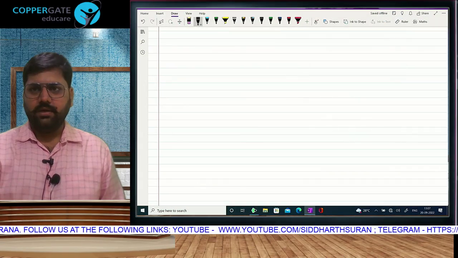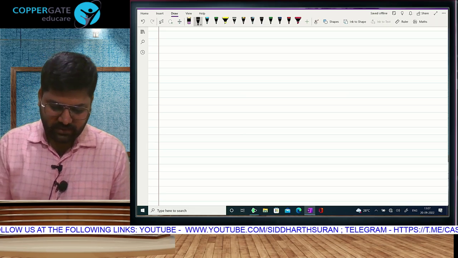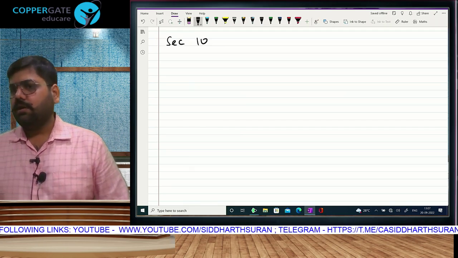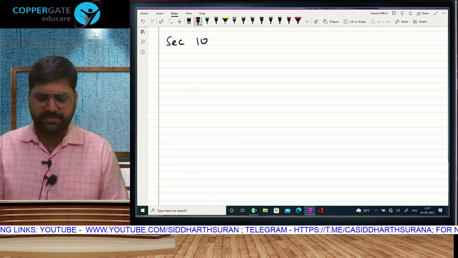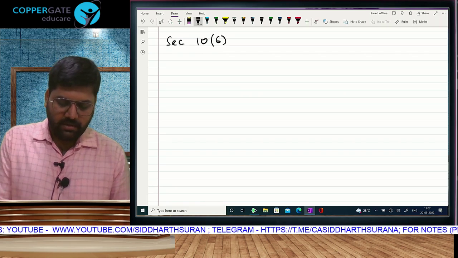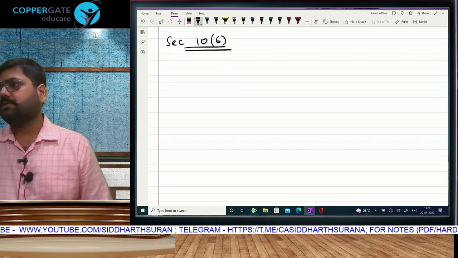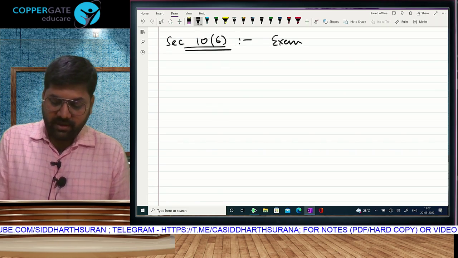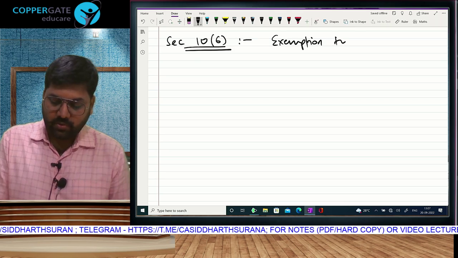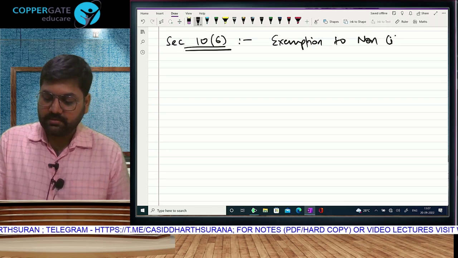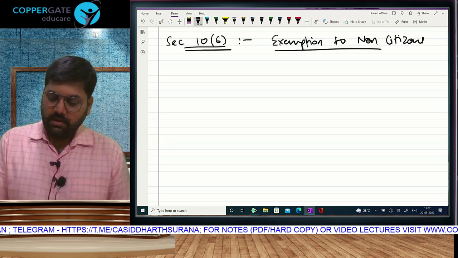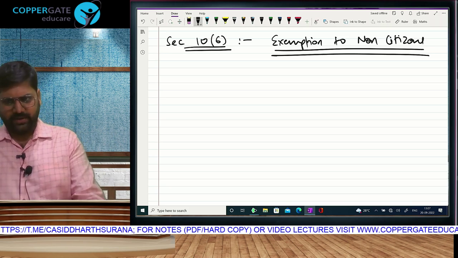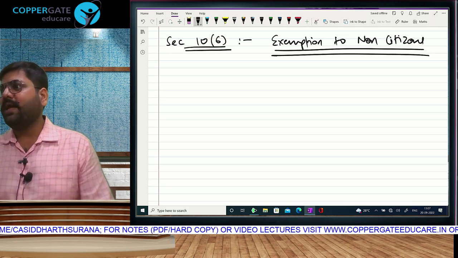Let's go ahead in our exempt income part. The next section. See, the section will be this only. Everything that we are going to learn in the course of the chapter is going to be part of section 10. Section 10.6. This is a list of incomes where we are granting exemption to non-citizens. These are people who are not citizens of India. Or may I put it this way? Foreign citizens or foreign nationals.